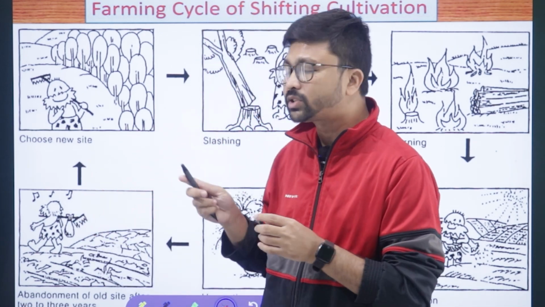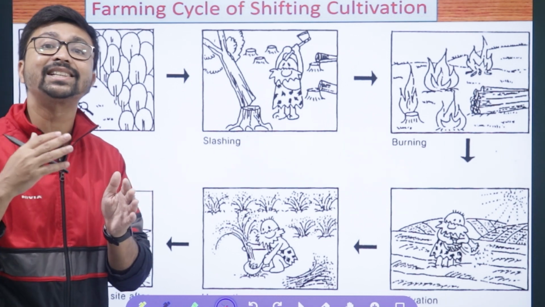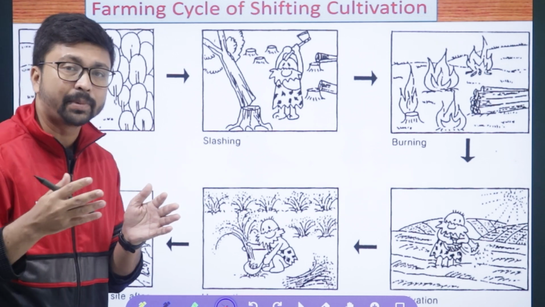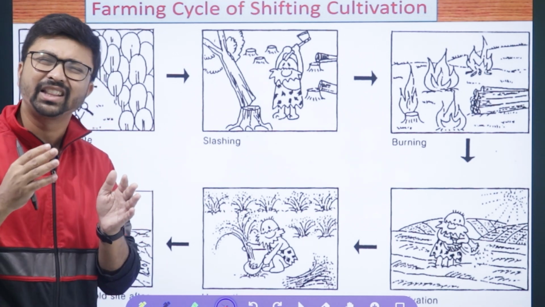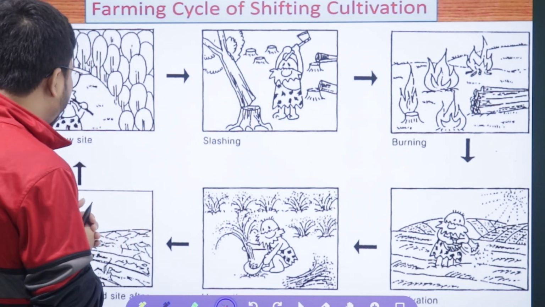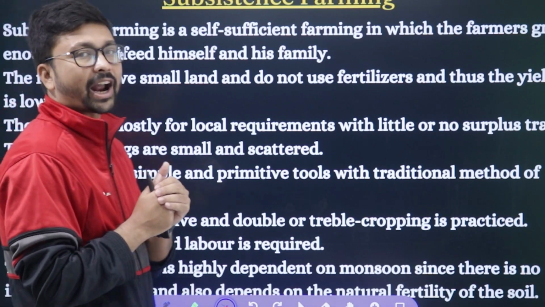So in that whole process, what happened? Slowly we are losing the agricultural land. So that's why this method of agricultural activity, called shifting cultivation or slash and burn farming, is not so good. We don't encourage that type of agricultural activity. But yes, this is one type of agricultural activity.